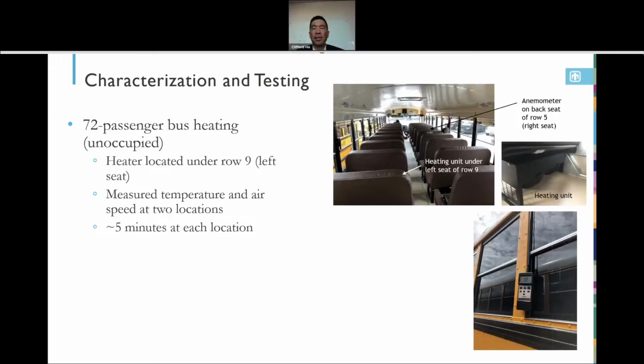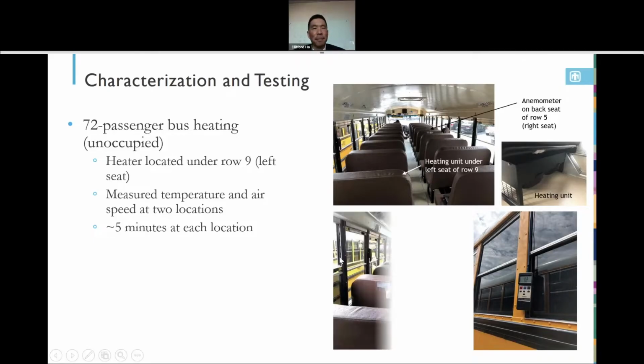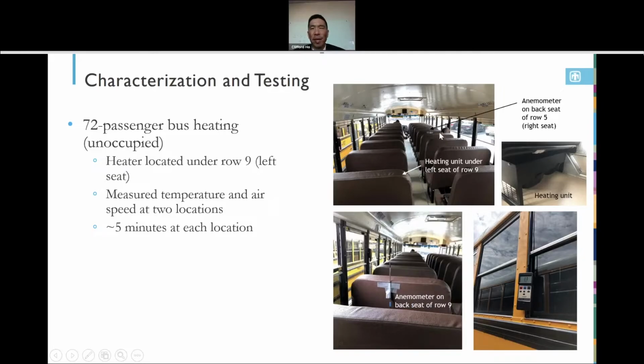With regard to the characterization and testing, this is the interior of the bus shown here. We put an anemometer on the back of a couple seats. The heating unit is shown down here, below row 9 under the left seat. And we took measurements. We hung the anemometer reading out the window so we didn't have to be in there, so it was an unoccupied bus when we did the tests. And we had 2 locations, one at seat 5, one at seat 9, row 9.